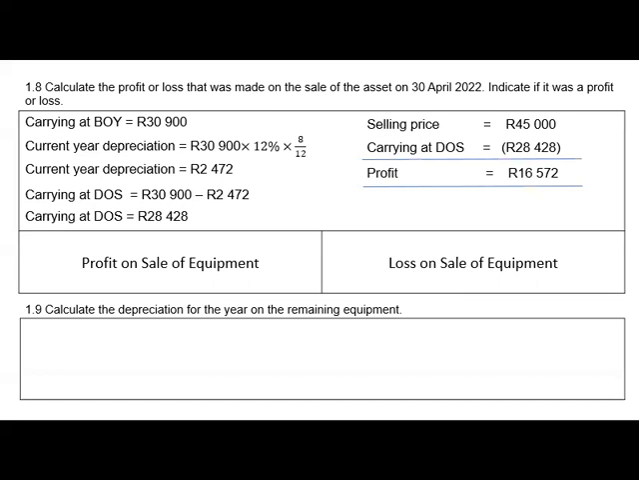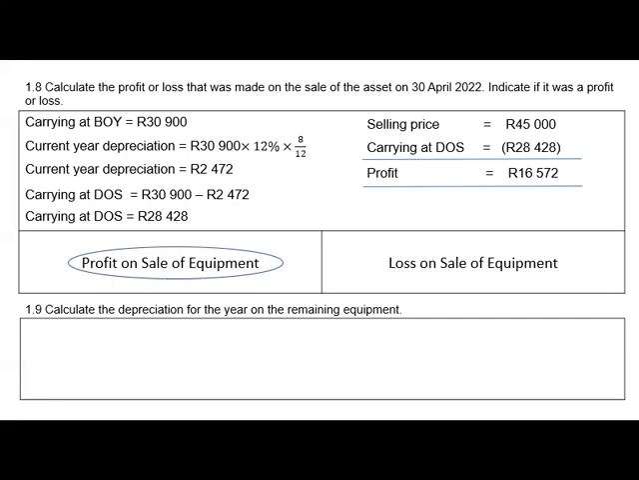Okay, it will give us a profit. That's why I'm saying it's a profit. When you take your selling price, you minus carrying value at the date of sale, it'll give you a profit on that equipment. And that is because we sold this equipment at 45,000 rand, which is way above the carrying value of that equipment at the date of sale, and that was 28,428. That's why we have a profit here.